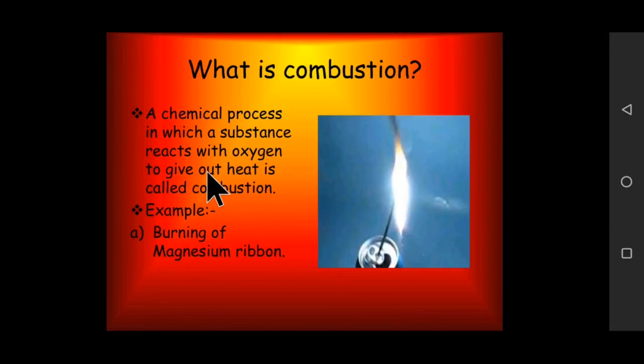Now the first question that comes to our mind is, what is combustion? It is simply a chemical process in which a substance reacts with oxygen to give out heat, and this is called combustion. Example: burning of a magnesium ribbon or simply burning of a piece of paper is also an example of combustion.